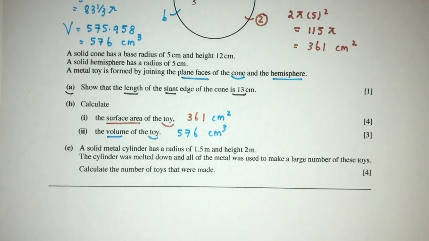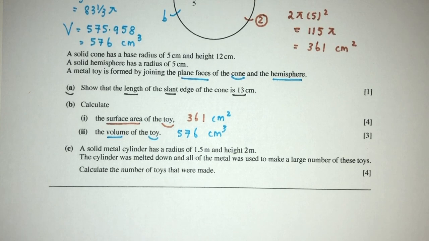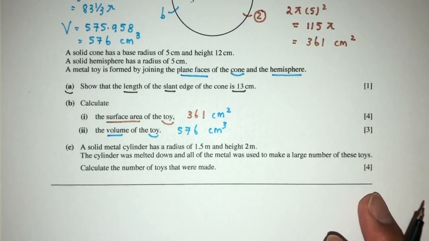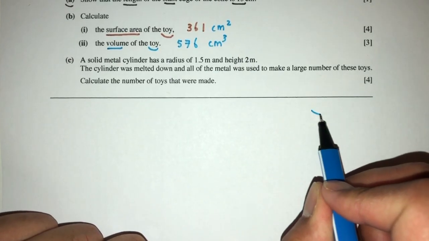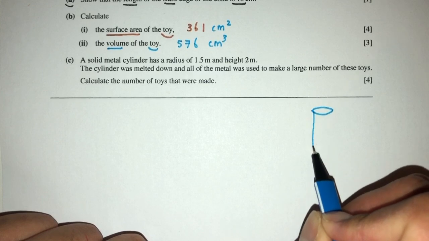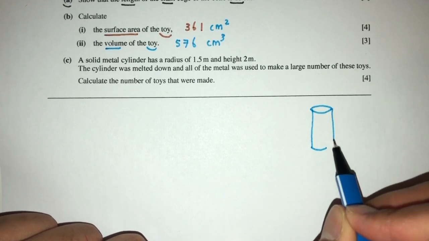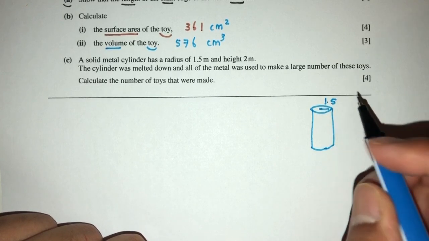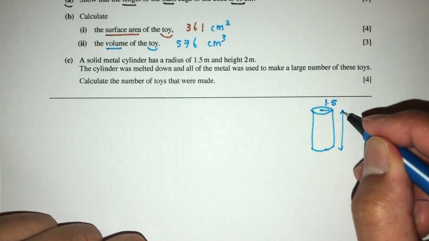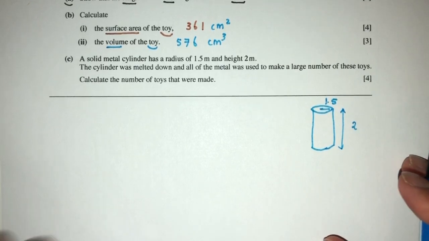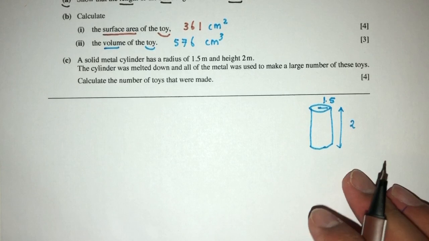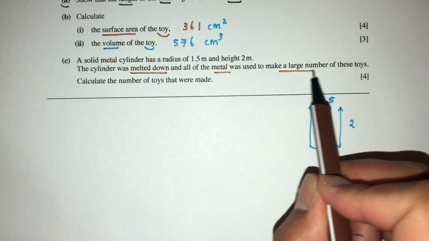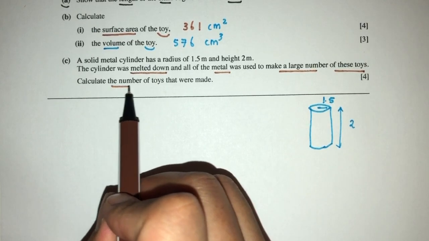Now for part C, a solid metal cylinder has a radius of 1.5. First we have to understand the shape of the cylinder. This is the shape of a cylinder. It has a radius of 1.5 meters and the height is 2 meters. The cylinder was melted down and all of the metal was used to make a large number of these toys. Find the number of toys that were made.